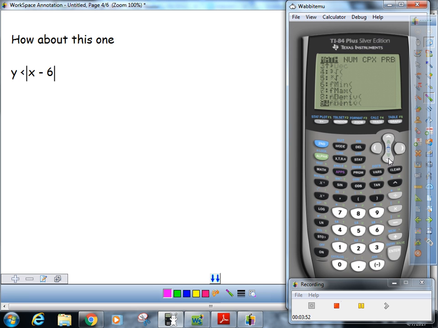And here in math, where all the magic happens, maybe it's under number. There it is. You see this absolute value? So I hit that, and then I hit x minus 6. And I know some of you are going to say, hey, you can change that equal sign to a less than. But honestly, I don't know if this machine can do it. So I'm just going to graph it like normal, okay?